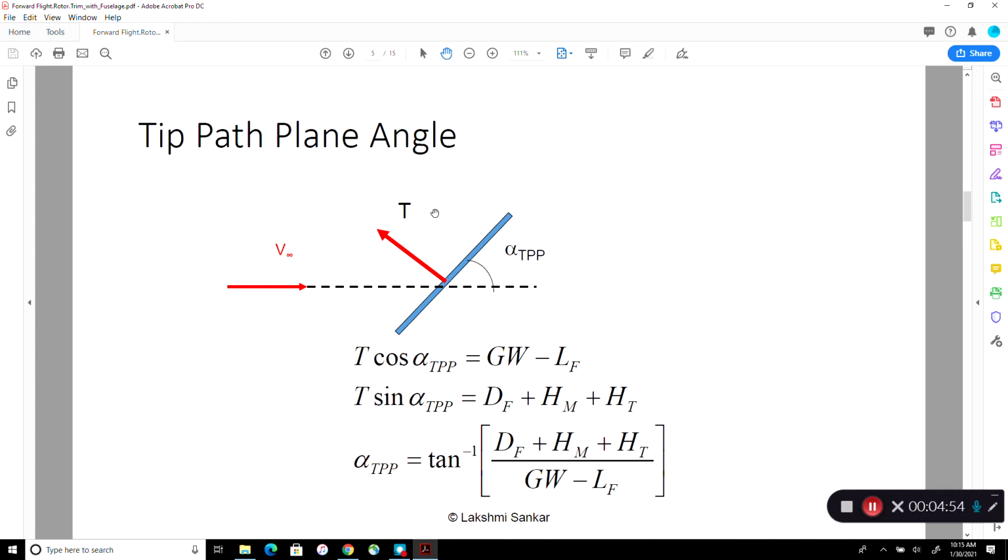So the vertical component is T times cosine alpha tip path plane, which is the vertical force up. So you can solve for tan alpha tip path plane, which is this number. So this is how much the pilot needs to tilt the tip path plane to balance the vehicle.